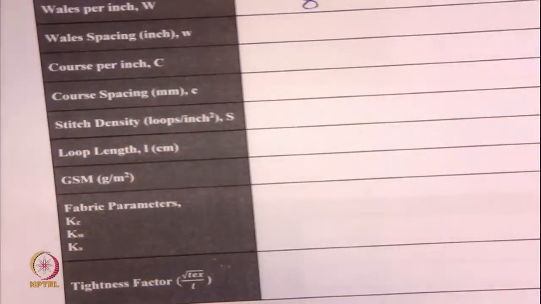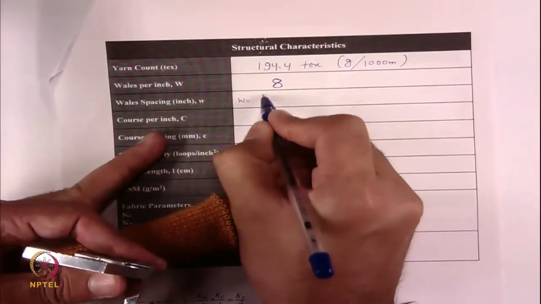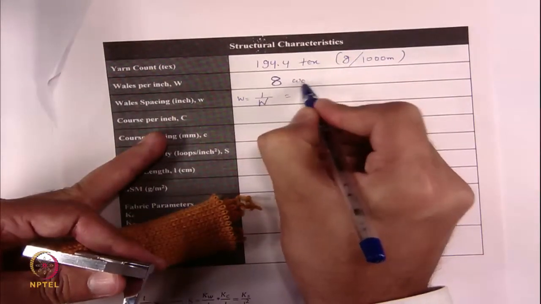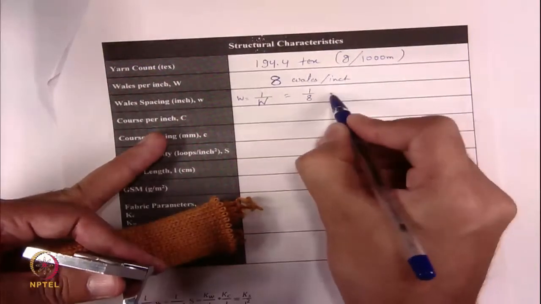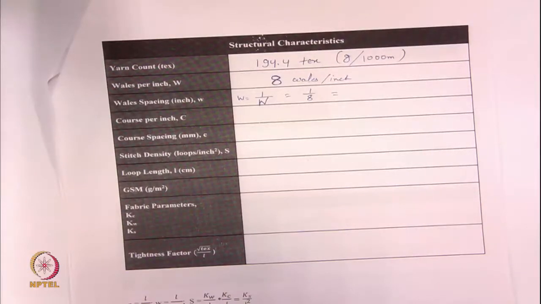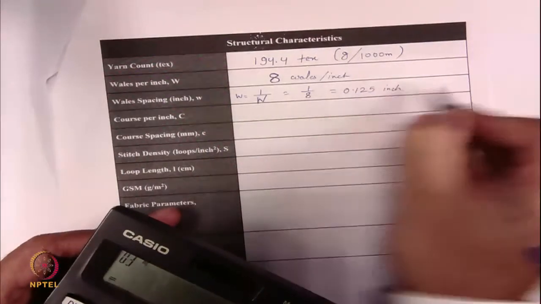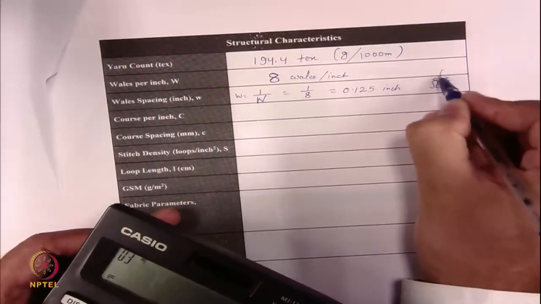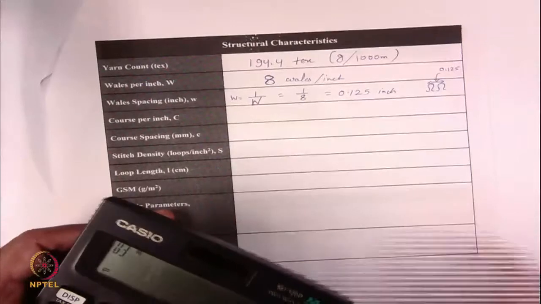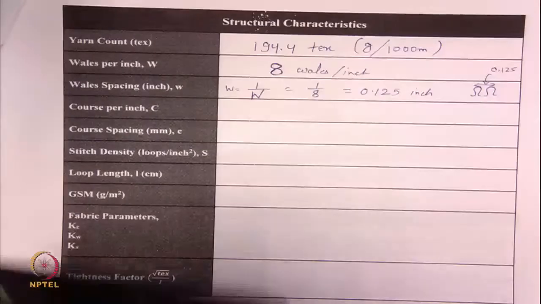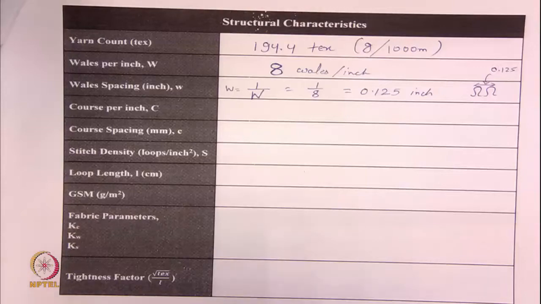Wales spacing is nothing but the ratio of wales per inch. Wales spacing is the distance between two wales. You can easily find W is 1 by capital W, which equals 1 by 8, okay. This is 8 wales per inch. So, 1 by 8 is around 0.125 inch. So distance between two loops along the course is 0.125 inch.